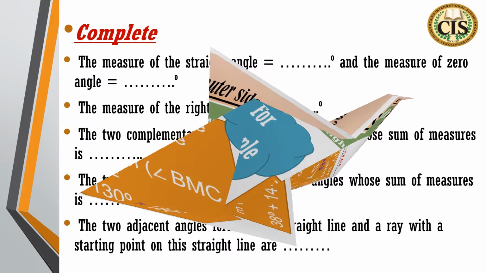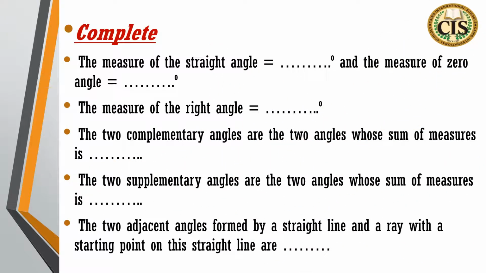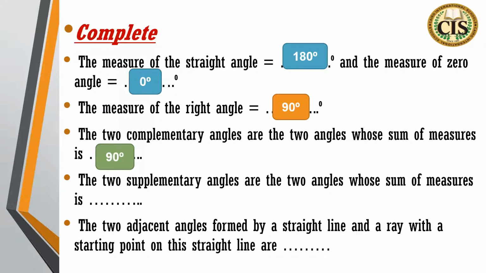Now, complete. The measure of the straight angle equals 180 degrees. The measure of the zero angle equals 0 degrees. The measure of the right angle equals 90 degrees. Two complementary angles are two angles whose sum of measures is 90 degrees. Two supplementary angles are two angles whose sum of measures is 180 degrees.